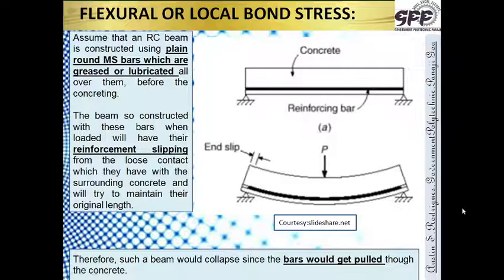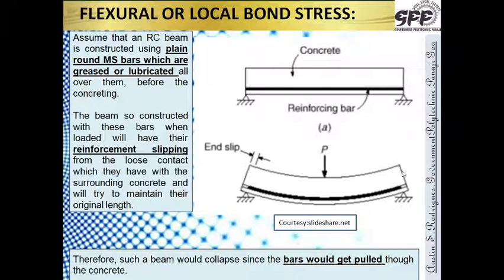Now let us understand this mechanism of bond in reality. Assume that an RCC beam is constructed using plain round MS bars, mild steel bars, which are greased or lubricated. For a beam member, these bars have been used. Now when this beam constructed with greased reinforcement is loaded, the reinforcement will start slipping. Can you see this? The bar from here to here slips. Can you notice? It has slipped at both its ends.